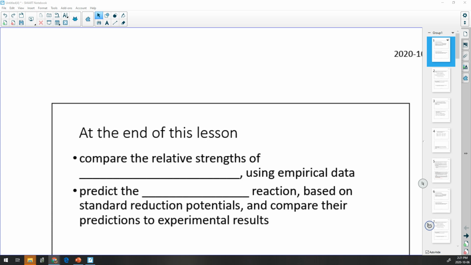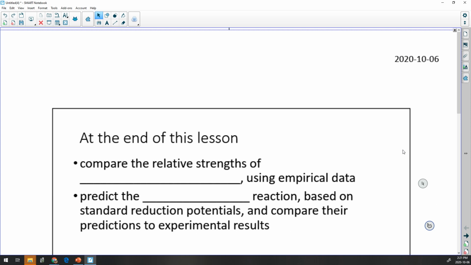So there's a second method that we need to create, a table of values, or a table of redox equations.